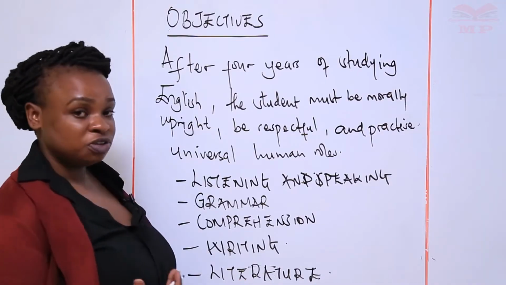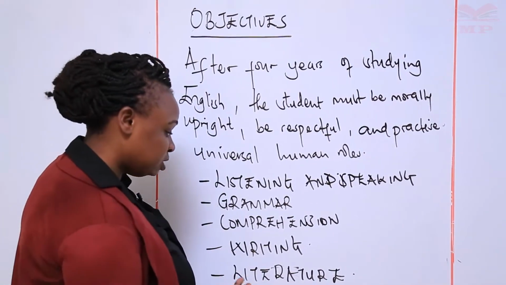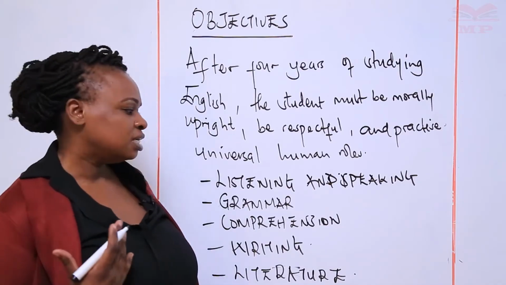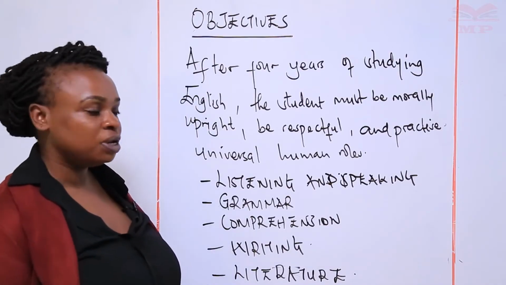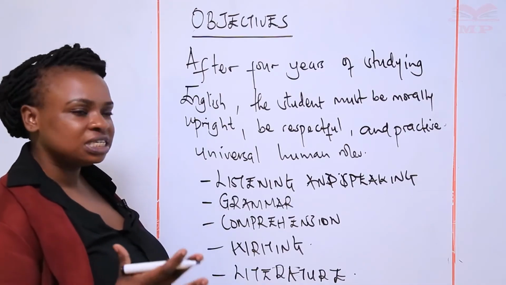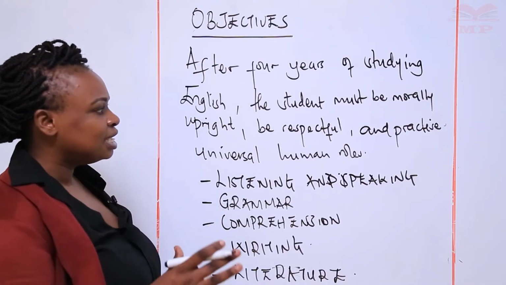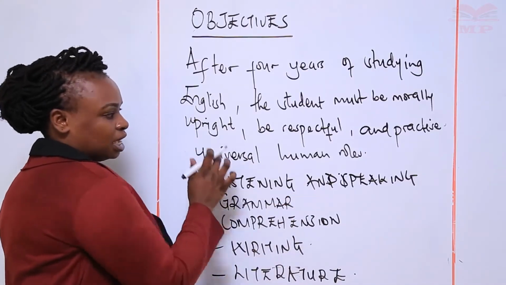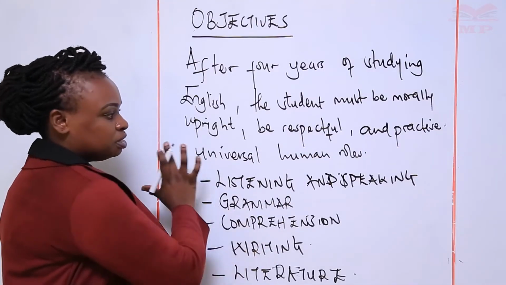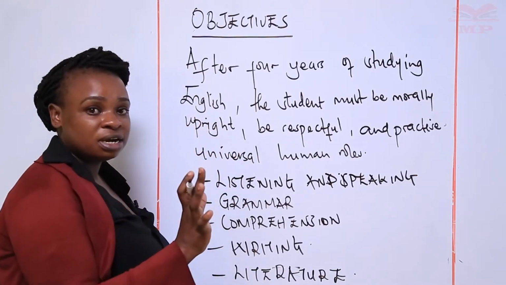And even as you interact with your teachers as well, you'll also encounter literature through the stories that they tell you, through the books that you read, through the novels, through the class readers. You will encounter literature and even be able to understand some words. But what is the intention of teaching all these things? The main focus is to help you to be morally upright. All this will help you to be respectful. All this will help you to have universal human roles.